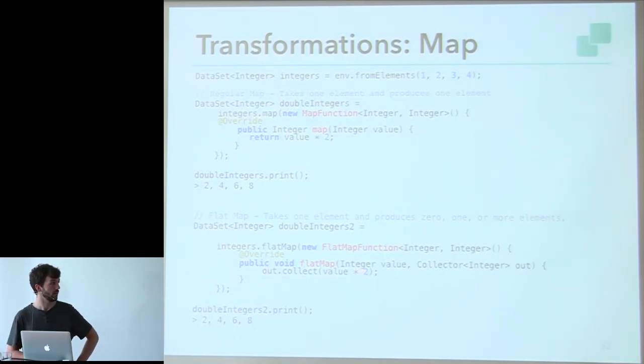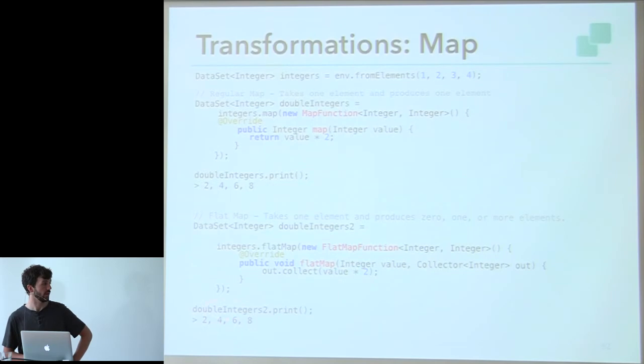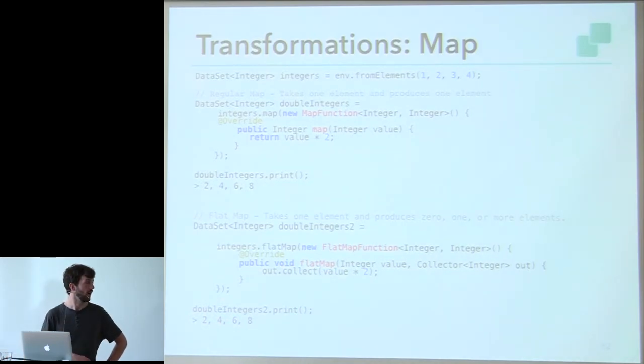And a flat map also receives all the inputs, but gets a collector, which you can call collect on multiple times. So in this example, we just emit the number one time. We get the same result, because we call collect 2 times, and would output every result twice. It's a bit more flexible.